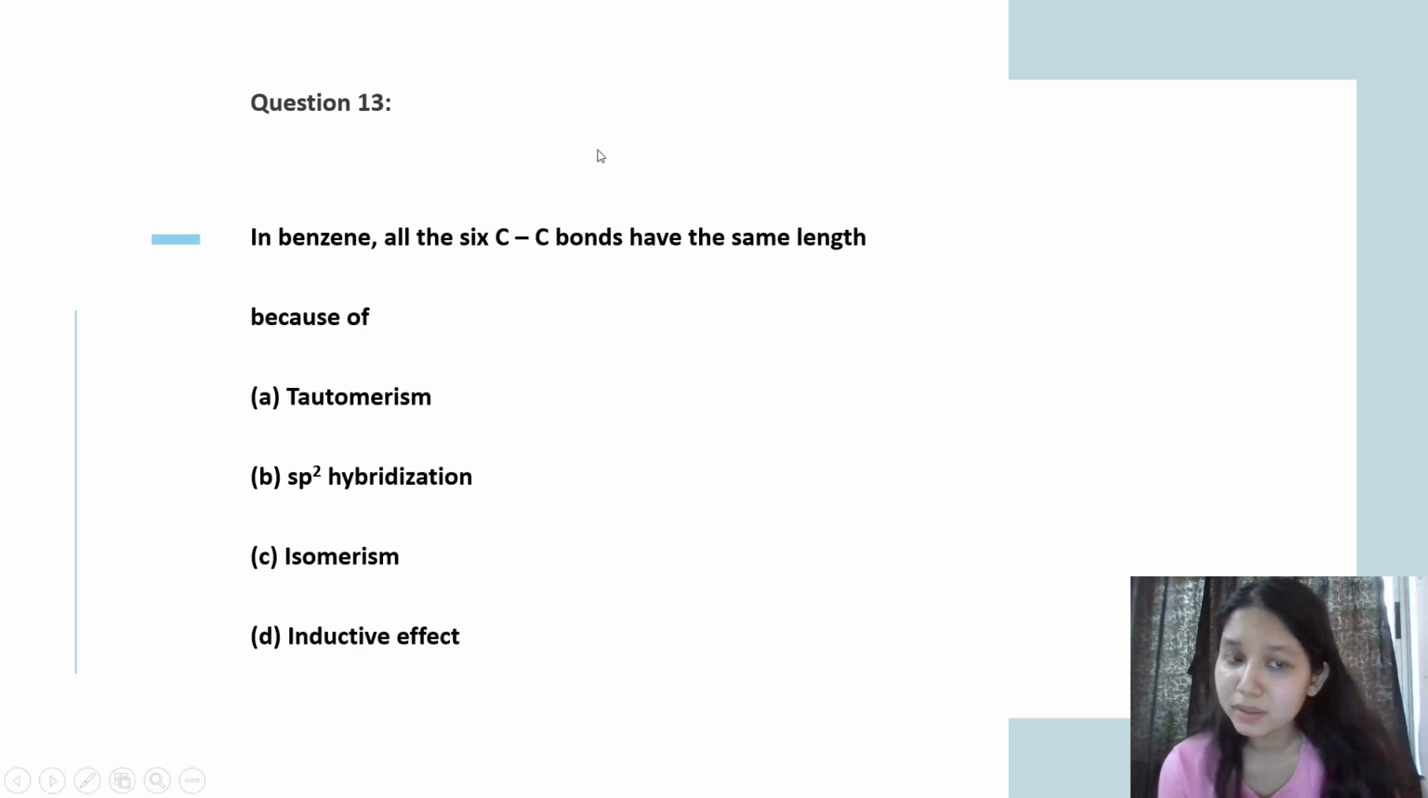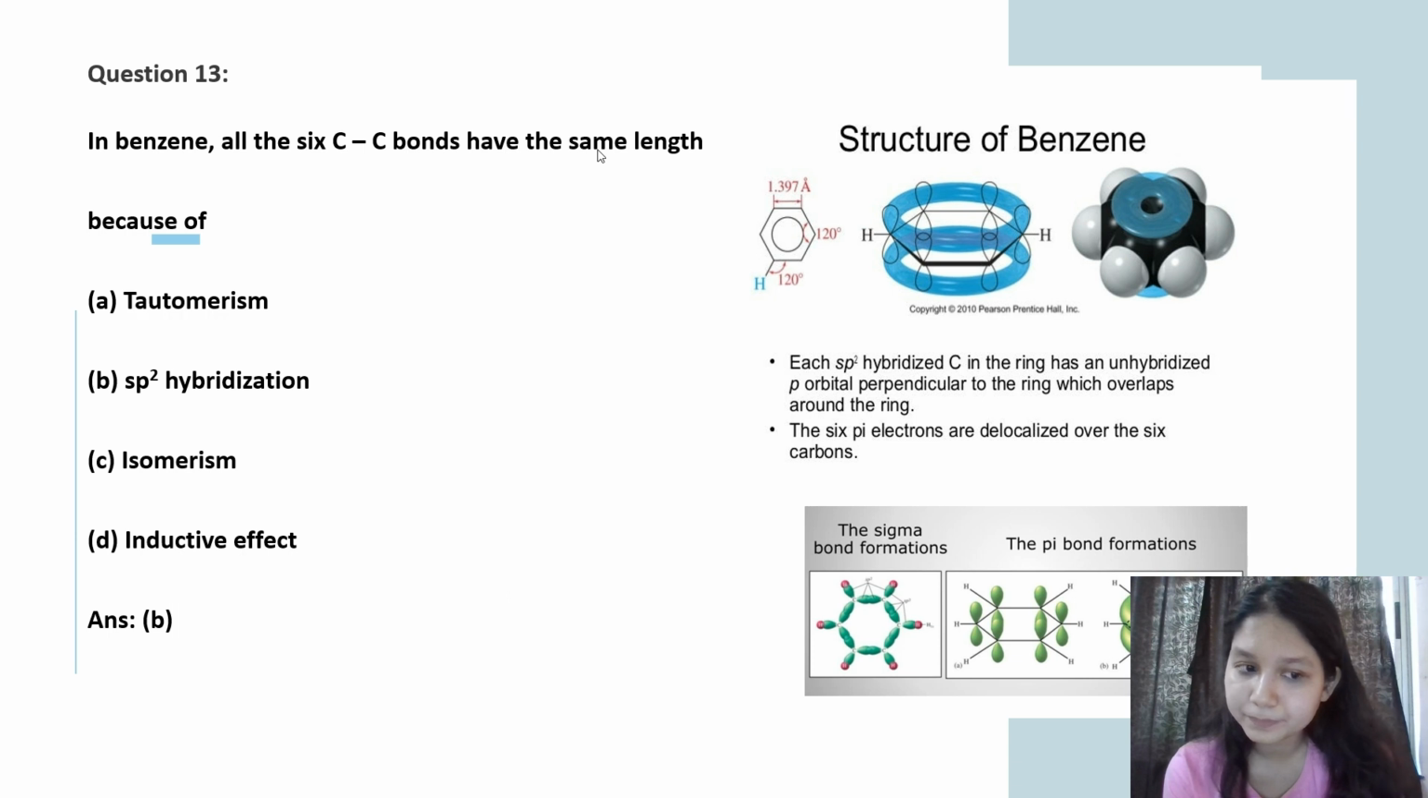And then in question number 13, we found that in benzene all six carbon-carbon bonds have the same length, and the reason behind it was sp2 hybridization. We tried to imagine how the unhybridized p orbitals are located in the molecule and how they undergo lateral overlap. We also talked about the delocalization of 6 pi electrons over this molecular plane.